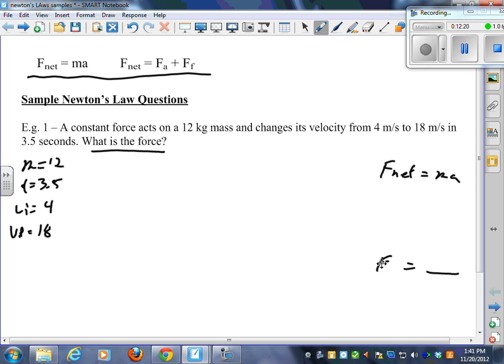So how do I get there? I have the mass, but I do not have the acceleration. So I've got to find acceleration. What's the formula for acceleration? Change of velocity: delta V over delta T. Do I have the T? Do I have the delta V? Not quite yet. So back up one more. Delta V is equal to VF minus VI. Do I have the VF and the VI? I now have my route.